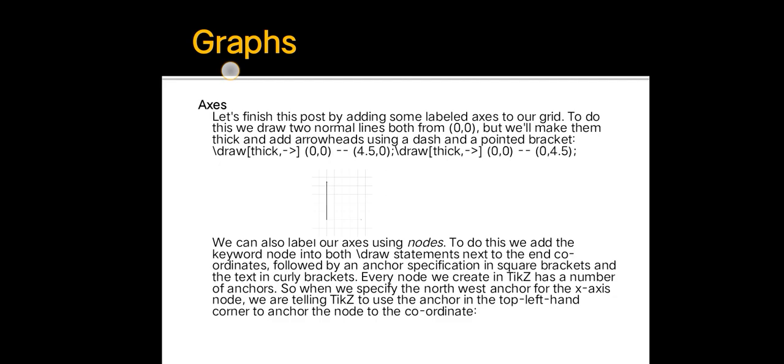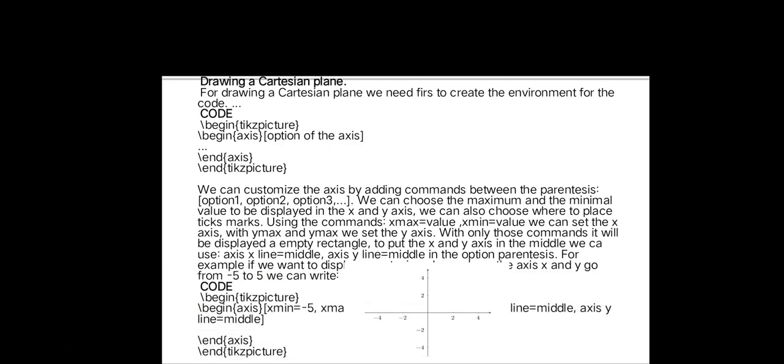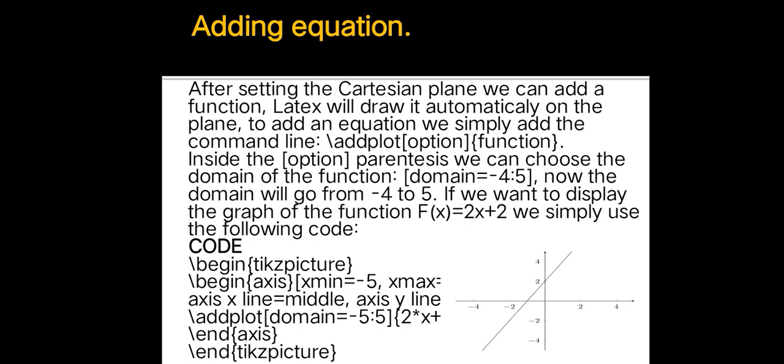Next we move on to the equation. The drawn equation is like the equation line. Next we move on to marking the point on the graphs. The code is like that, begin axis. Next we add the equation for these graphs. The code or syntax is like that.